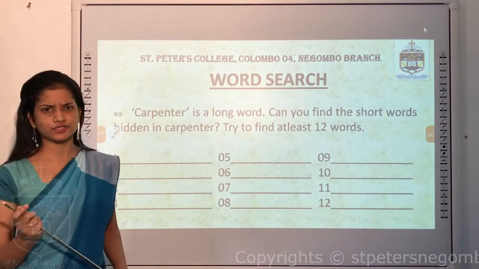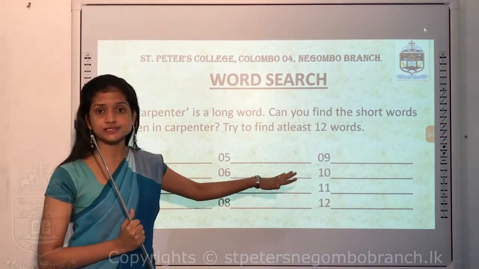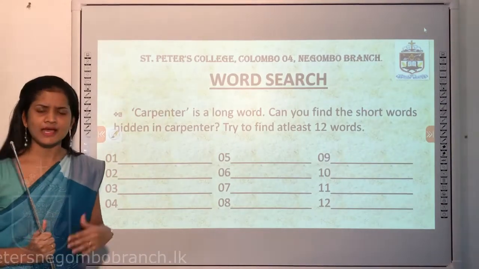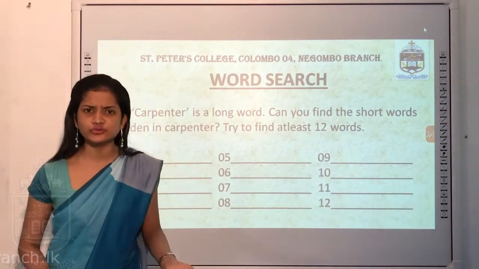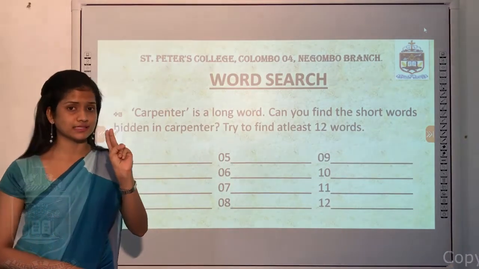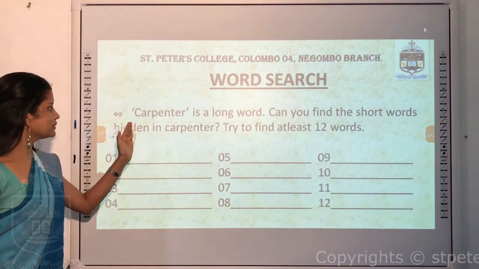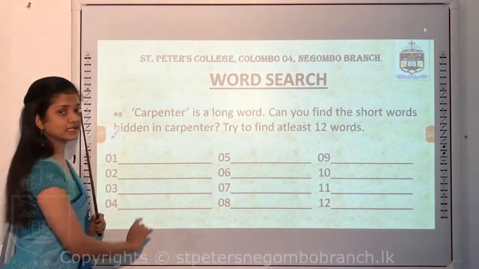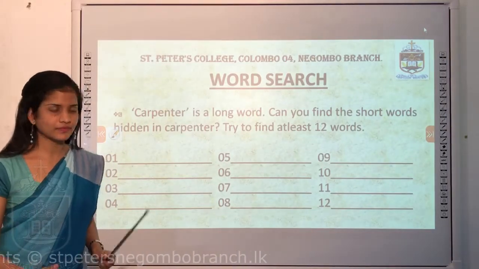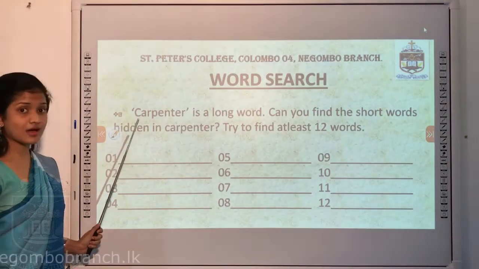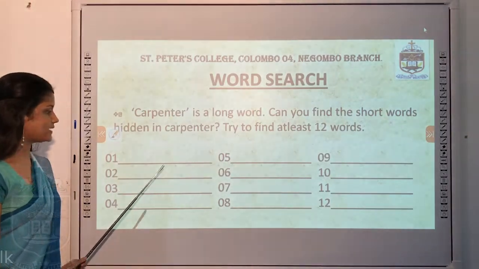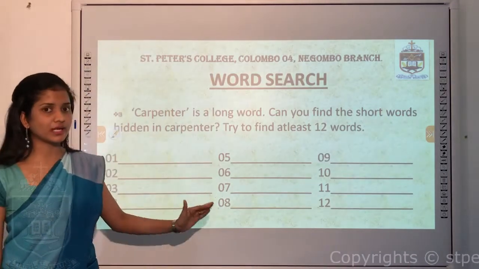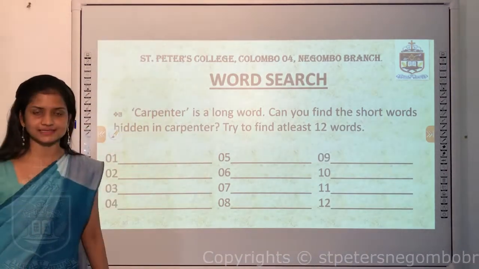At least 12 words. I have given 12 separate spaces. You have to write here 12 words by using these letters. As an example, first try to use two letters. As an example, I can say an. A, an. Can write here an. It's a word. Here we can see car, C-A-R, car. Like that, you have to write 12 separate words by using these letters.